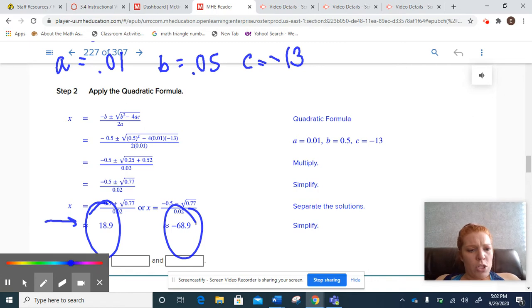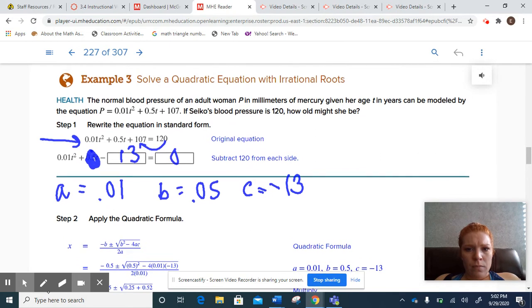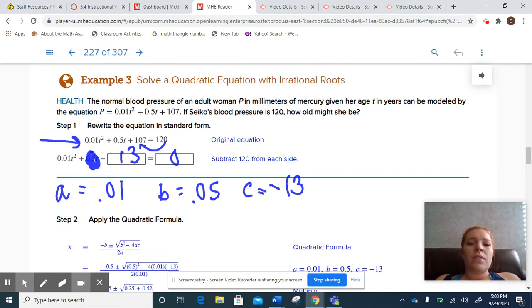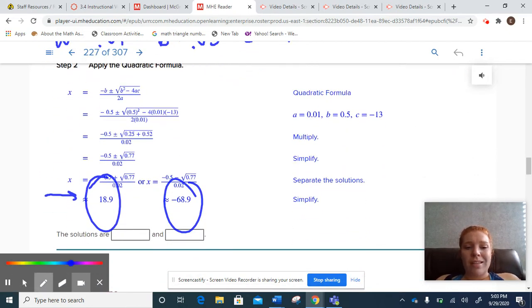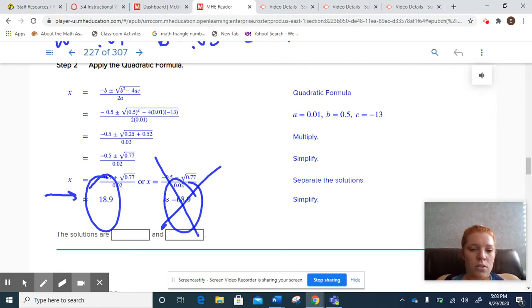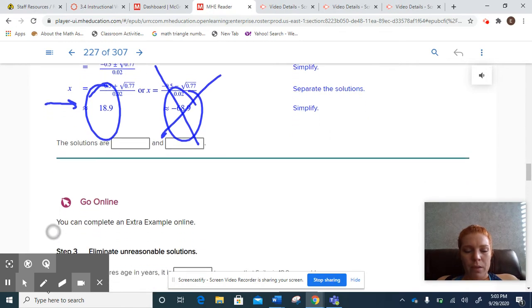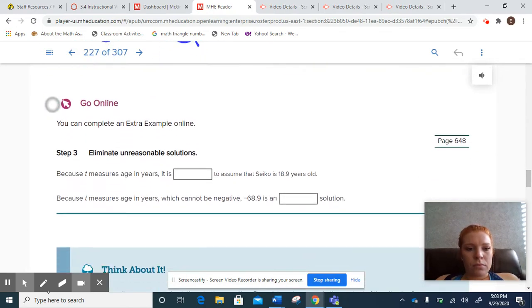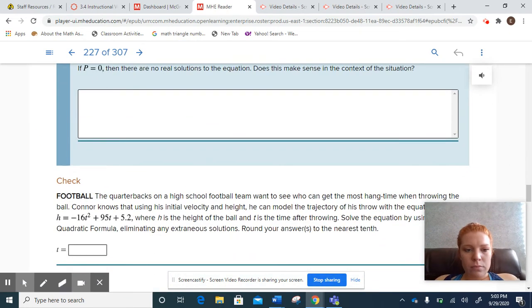Let's go back to the original problem, make sure that we are answering the question. It says if Siko's blood pressure is 120, how old might she be? In this case, one of these answers is not going to work. She can't be negative 68. It's not going to work. She's almost 19. So make sure when you're doing word problems that it makes sense for the context of the problem. And we already did that, so we can skip that right along.